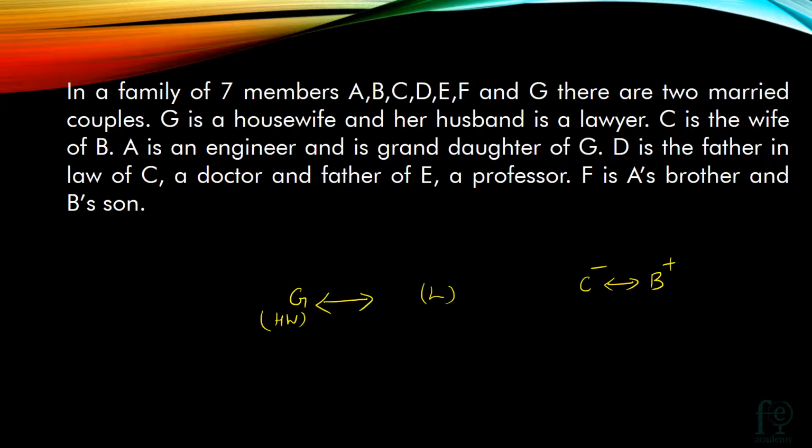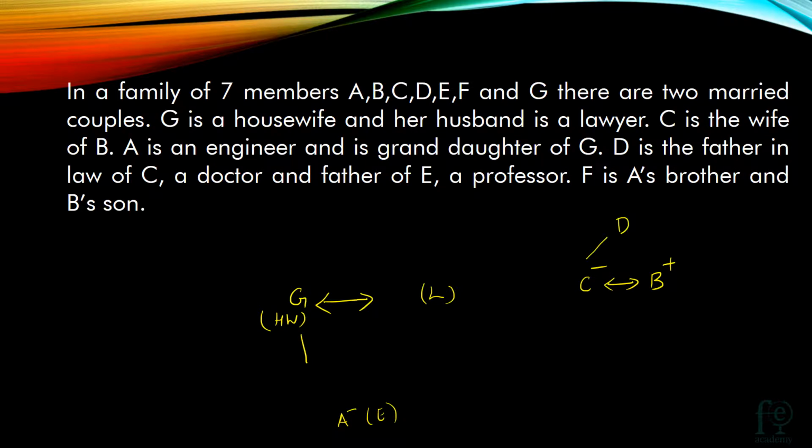A is an engineer and is granddaughter of G. So G we already have here. So granddaughter of G is A. So here a second generation will come, and after that second generation A will be coming, and A is a female and A is an engineer. D is the father-in-law of C. So D is the father-in-law of C means it should come here.